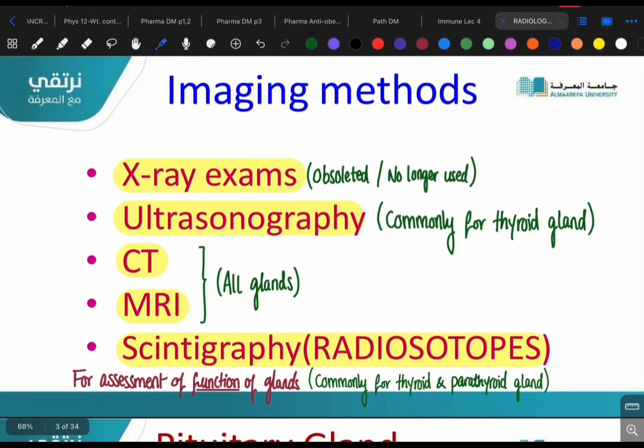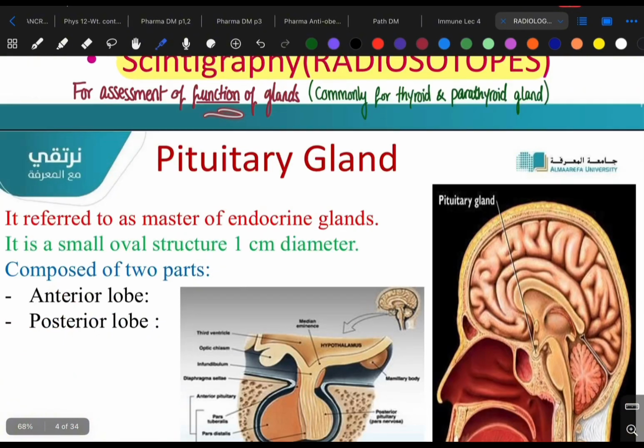So first of all, here we have imaging modalities: X-ray, ultrasound, CT and MRI, and radioisotopes. The X-ray is no longer used nowadays. Ultrasound is commonly used for the thyroid gland. CT or MRI are used for most of the glands, and then the radioisotopes are used to assess the function of the thyroid and parathyroid gland. So we use them mostly to assess the function, okay?